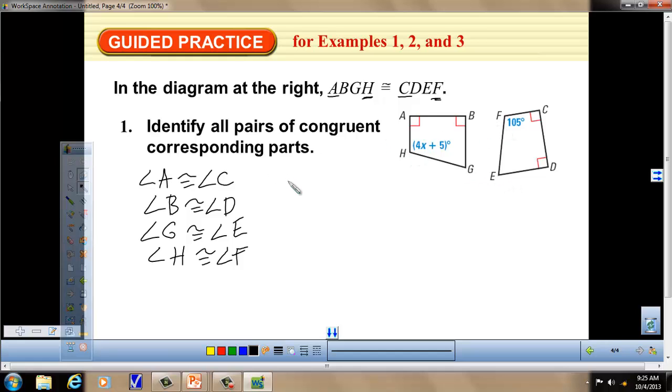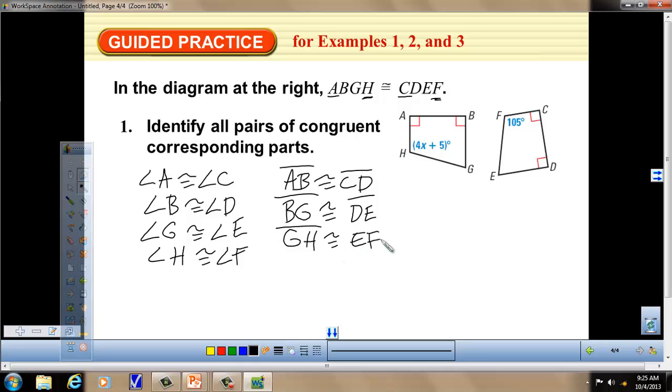And then also we can state that AB, because it corresponds to CD, those are congruent. AB and CD. BG and DE. GH and EF. And finally, AH and CF.